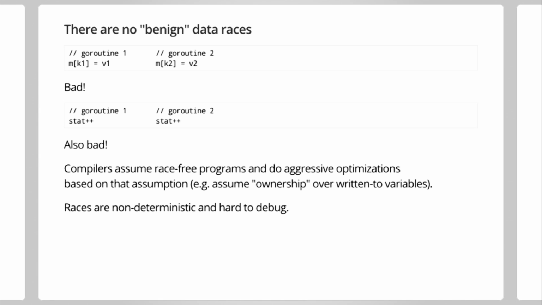For example, if a Go routine writes to a variable, the compiler can assume that this Go routine owns this variable at this point in time, and, for example, use it as a scratch storage for something else. So if there is a concurrent read, it will read a completely unrelated value. If there is a concurrent write, it will corrupt some unrelated value. And data races are also non-deterministic and very hard to debug. They usually happen only in production, like once in a while.